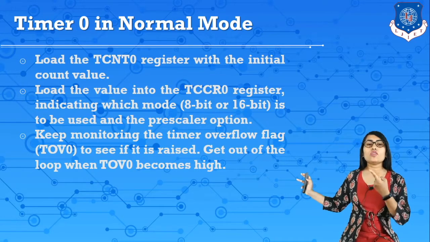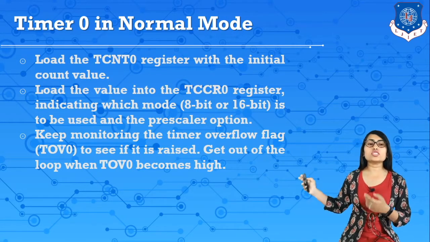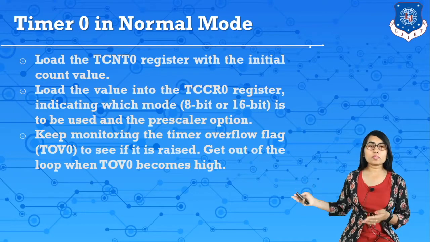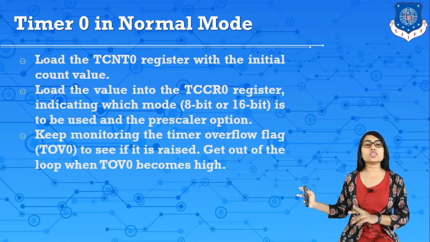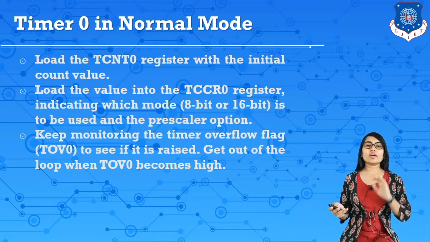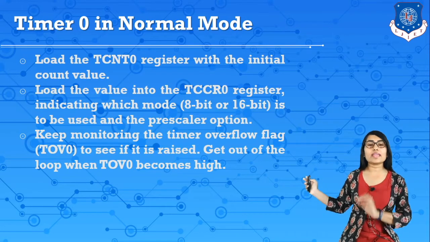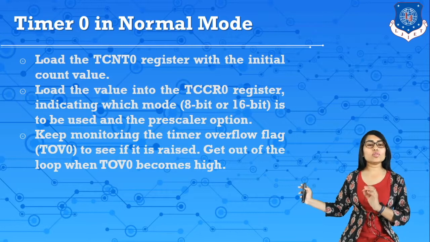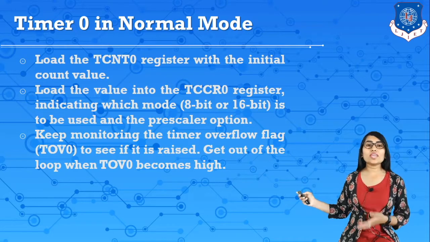First load a value of TCNT0, then values of TCCR0 indicating which mode is to be used and the prescaler option. Then keep monitoring the timer overflow flag TOV0. If TOV0 is equal to 1, that means the timer counted all the values and we have our desired time delay. As soon as TOV0 is equal to 1, get out of the loop. So this is how we can program Timer 0 in normal mode.